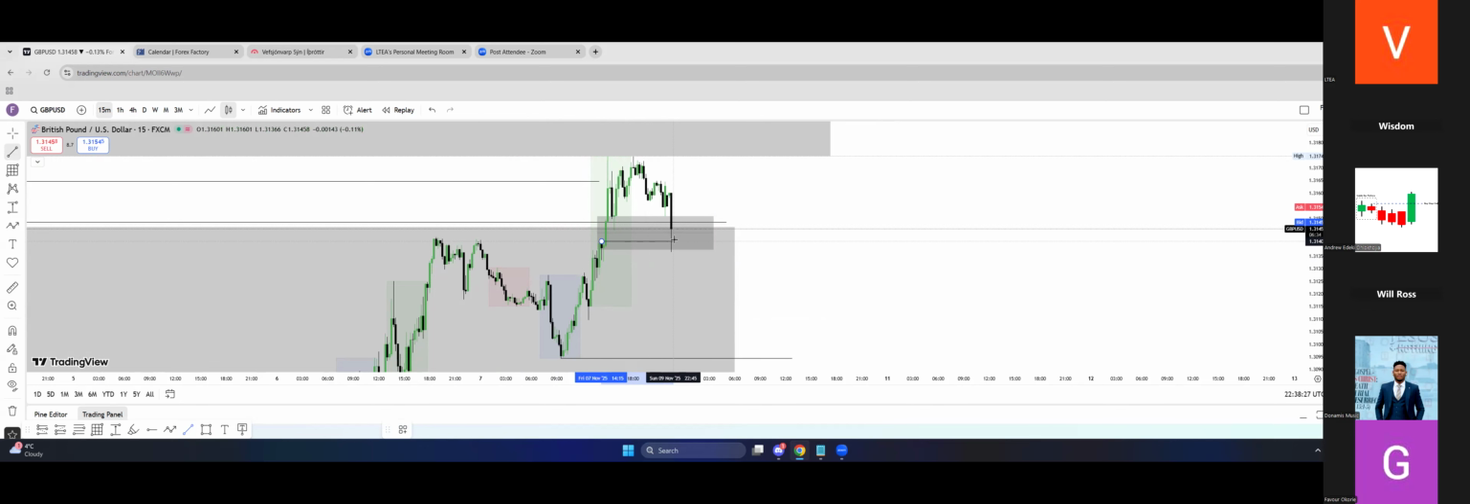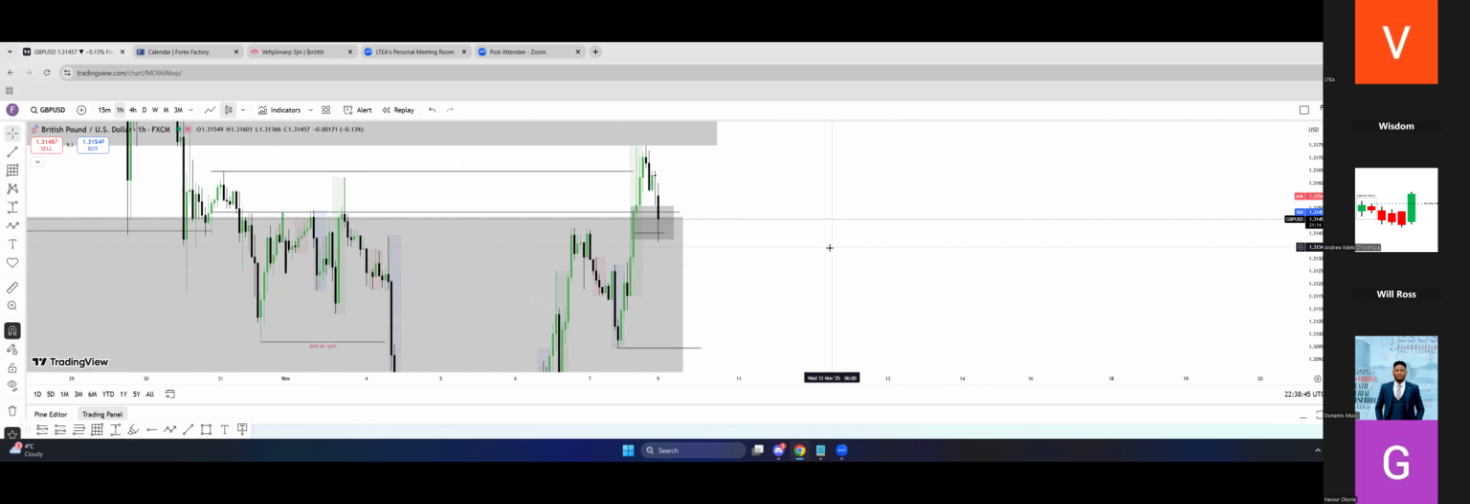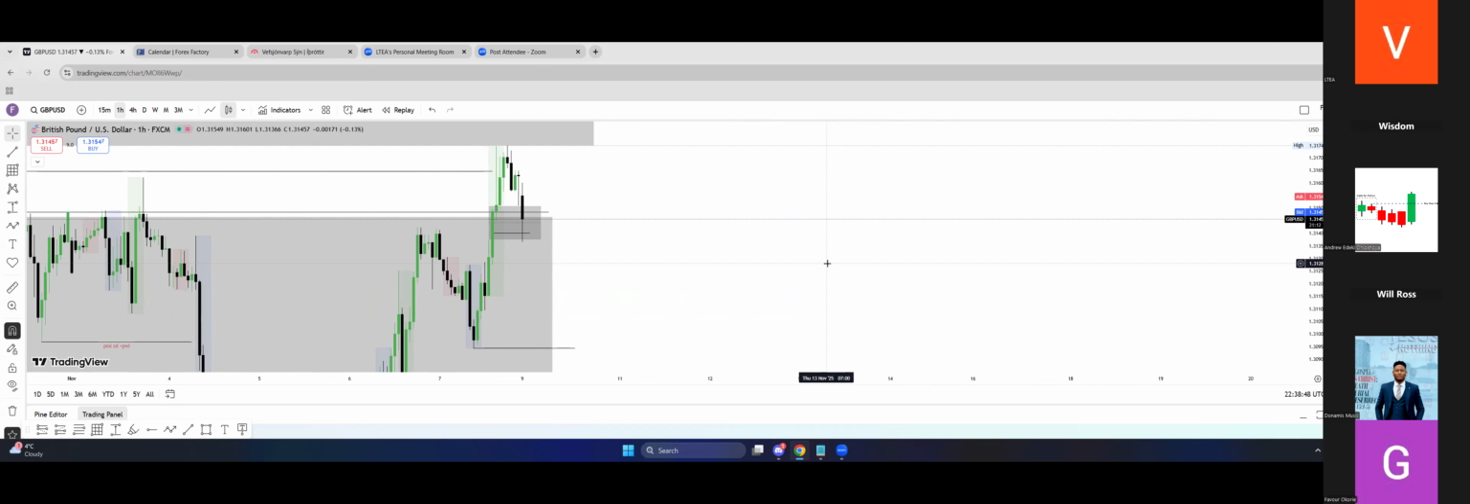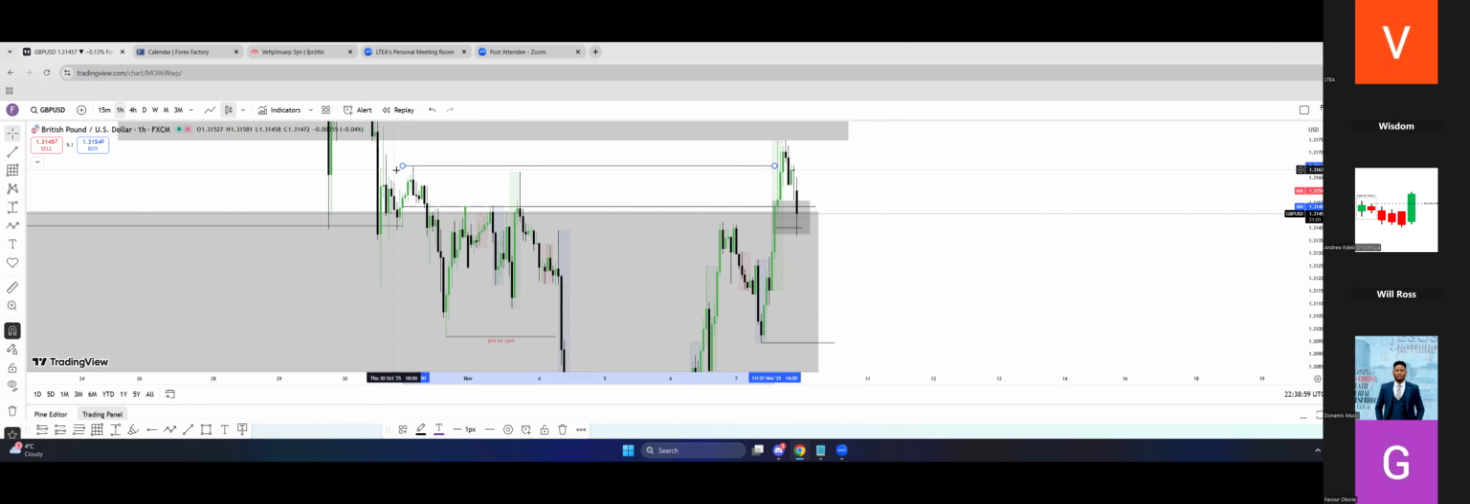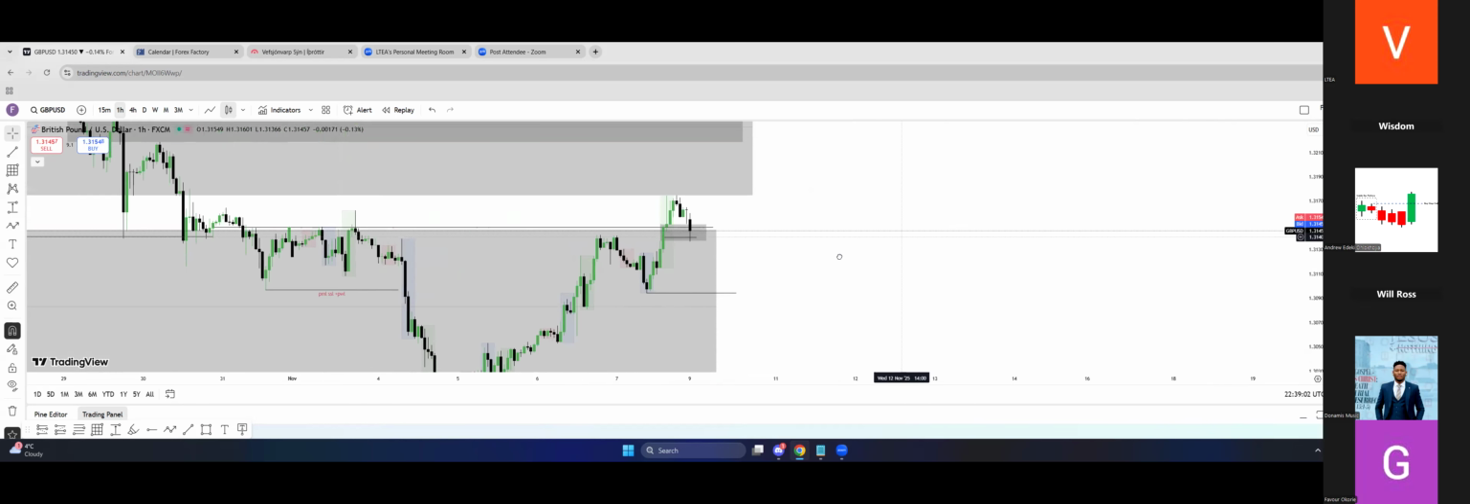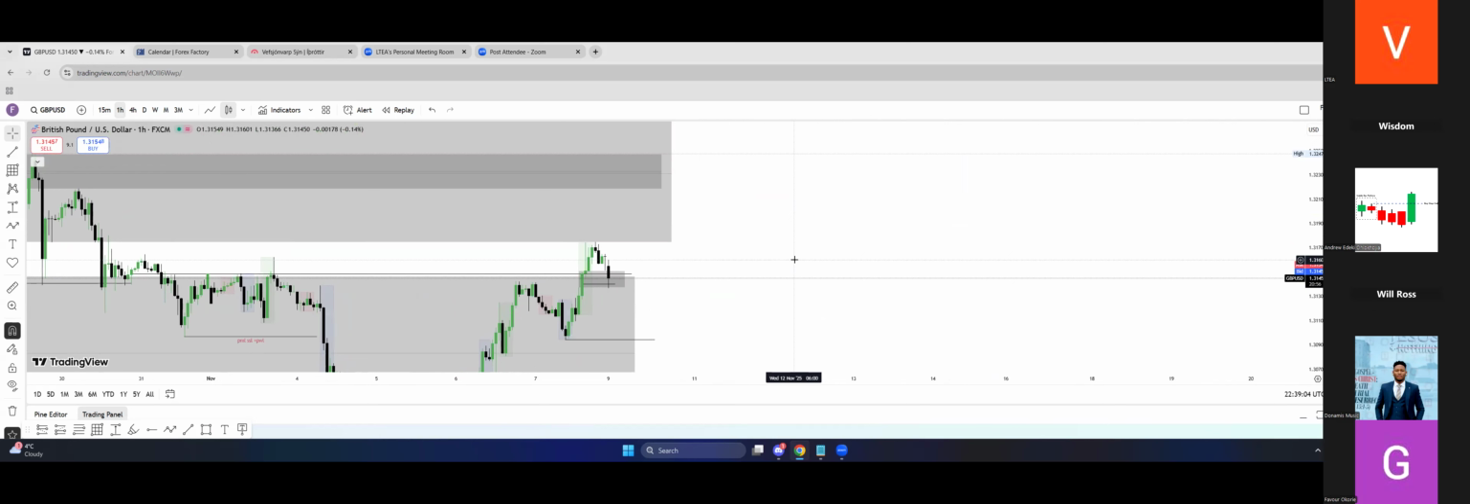Question: Sorry, I've not understood this concept of change in state of delivery. Please, can you break it down for me? Change in state of delivery is a shift in market structure. Just a shift in market structure. But how well do you understand your shift in market structure is the question.